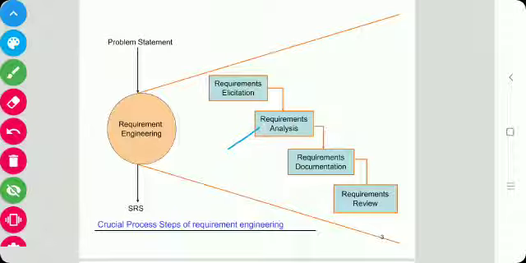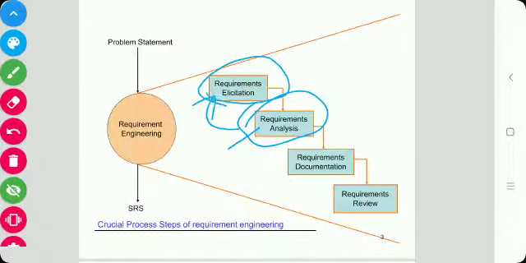The second phase is requirement analysis. Analysis of requirements starts with the requirement elicitation. So what is meant by requirement analysis? Requirement analysis means to identify the inconsistencies and defects in the collected requirements, as well as the feasibility of those requirements, whether the software engineers can develop them or not. So that is requirement analysis. We have to identify the inconsistencies and defects in the requirements.